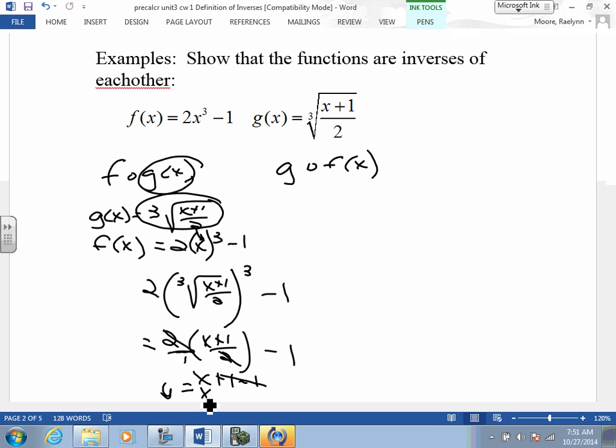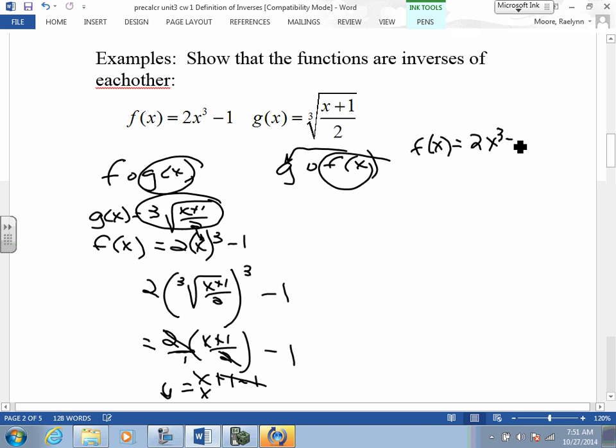Let's do the second part. You're going to take your f function, and you're going to put it into your g. These both have to work if these are true inverses. You're going to take this entire thing, and you're going to place it into that x. You're going to leave the cube root sign there.